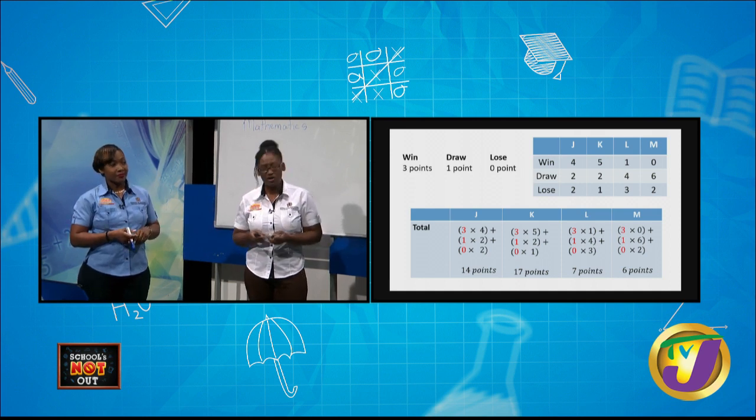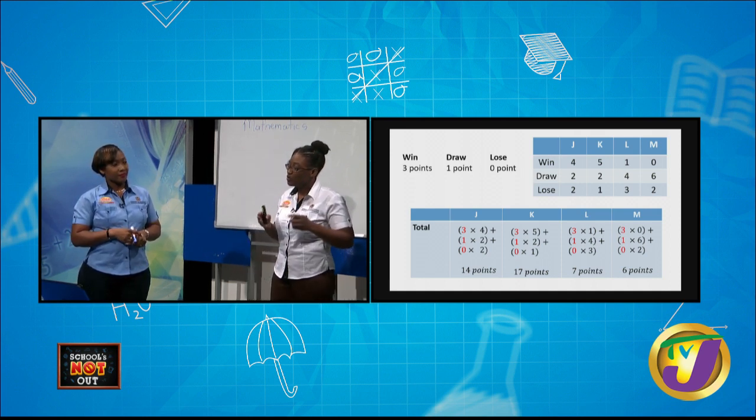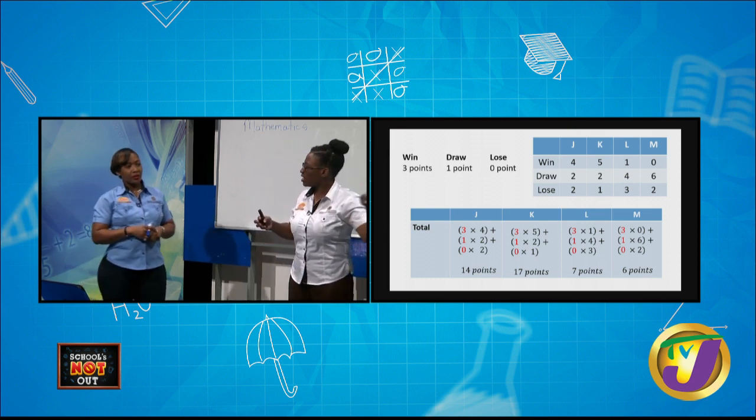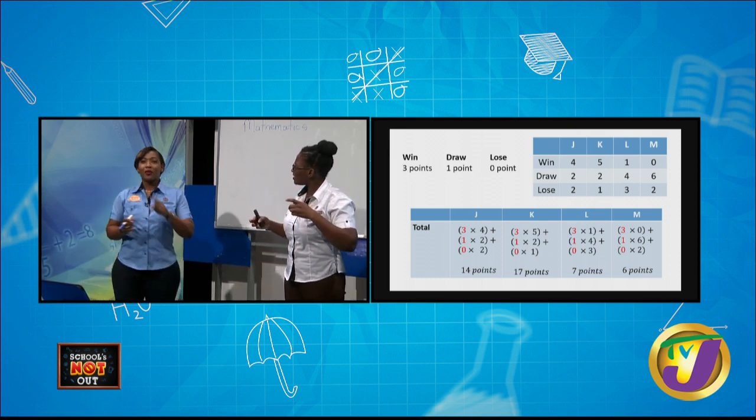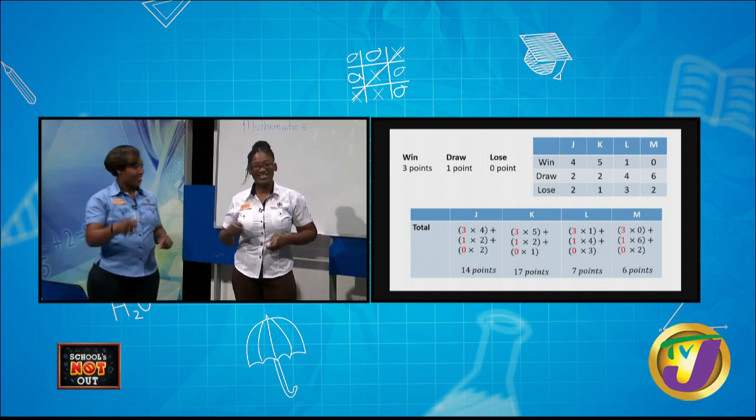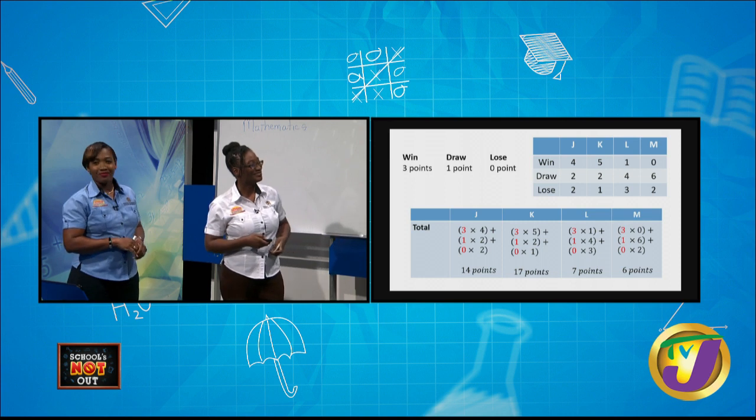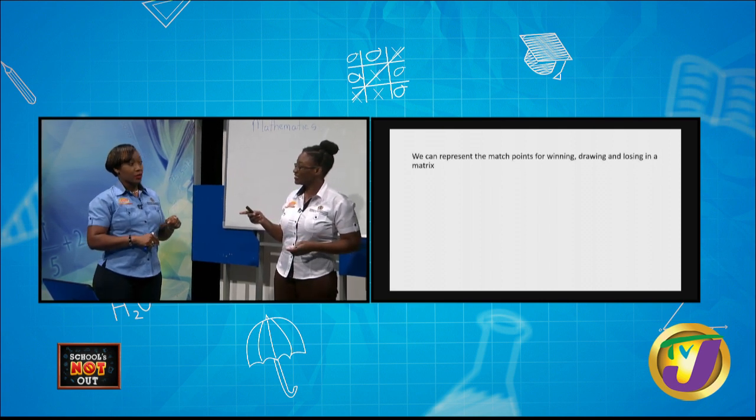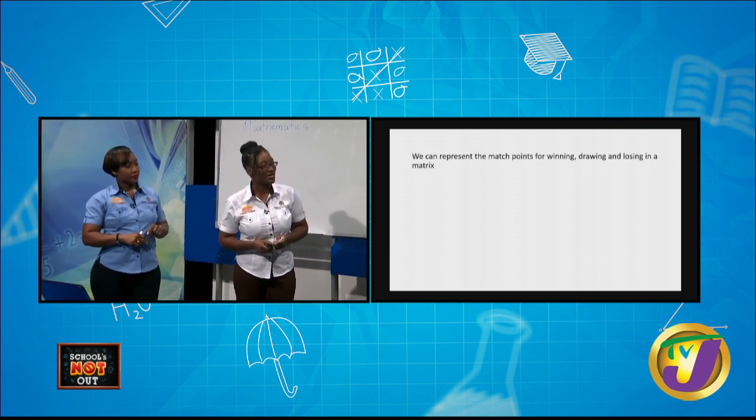I'm wondering if we could actually put this information, which is in a table now, in a way that you're more familiar with. When you look at this, you will see a more familiar representation. That's right. So we can represent the match points for winning, drawing, and losing in a matrix. Most definitely. Let's see what that matrix looks like.